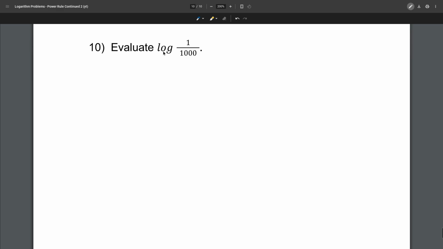So evaluate the log of 1 over 1,000. So log is base 10, so we're saying 10 to what power equals 1 over 1,000. We have 3 zeros, so I could write that as 1 over 10 to the third power. So we have to have a negative exponent here for it to be positive in the denominator. So this has to be negative 3.